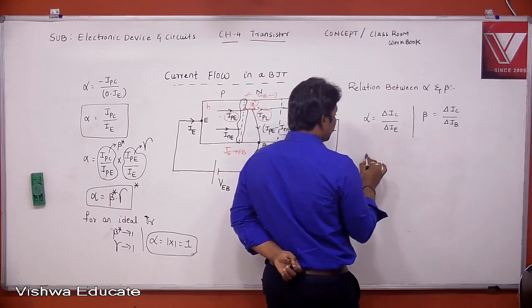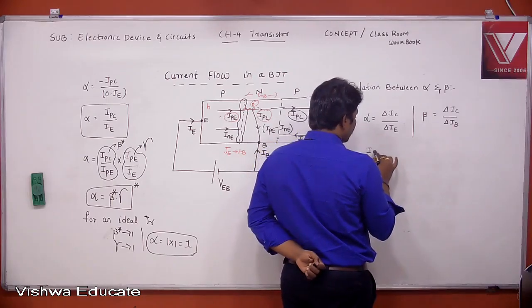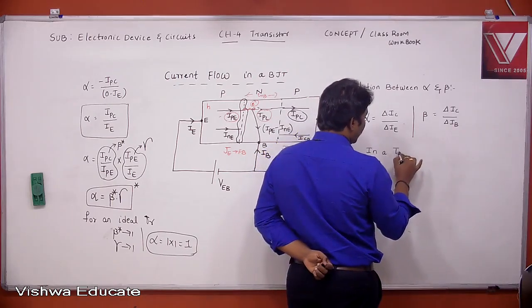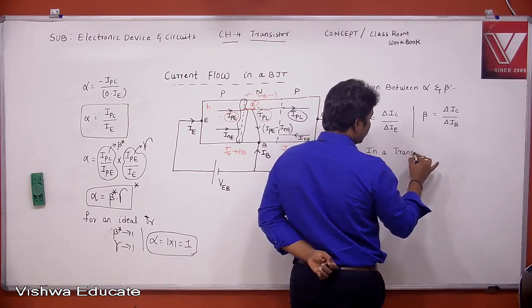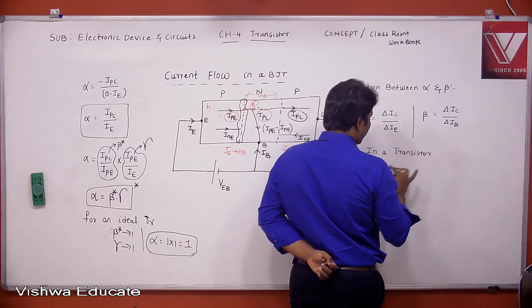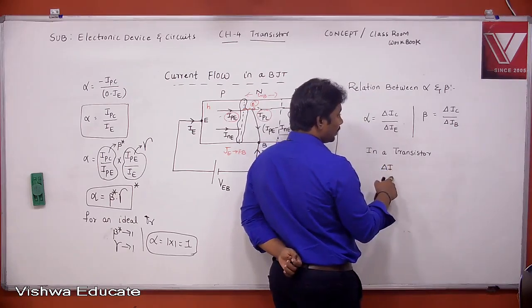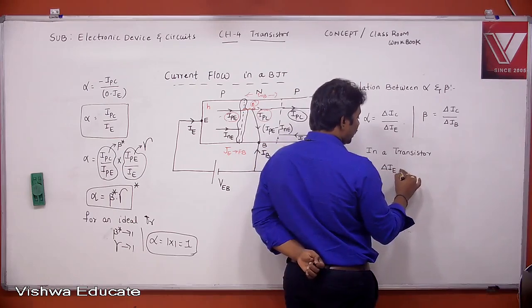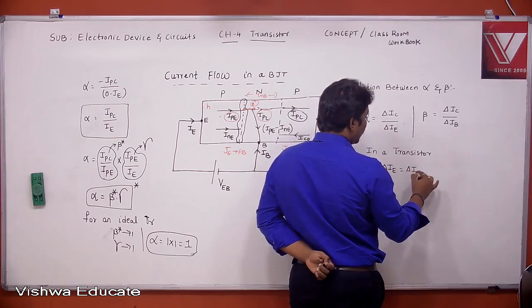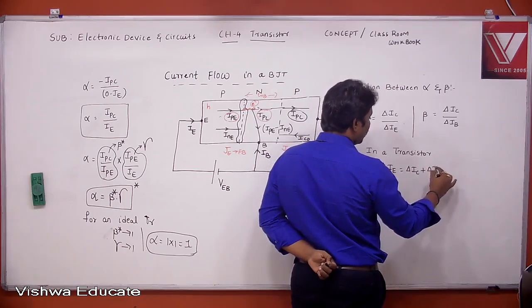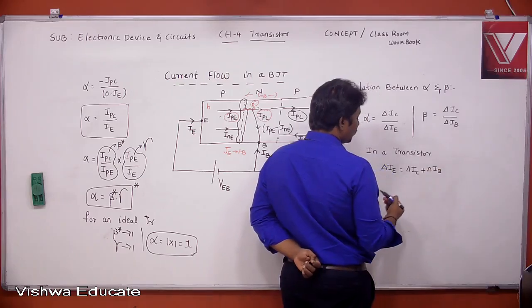In a transistor, what is the relation between emitter current, collector current and base current? Delta I_E equals delta I_C plus delta I_B.